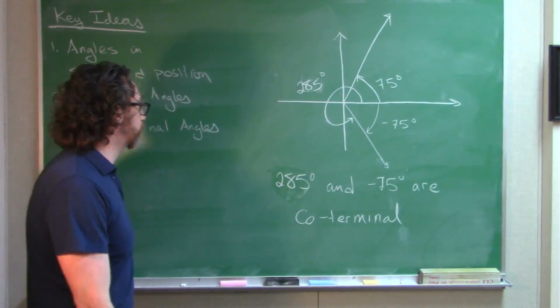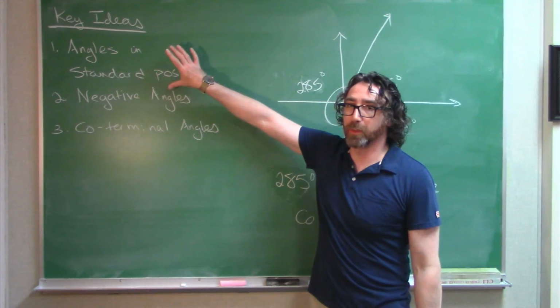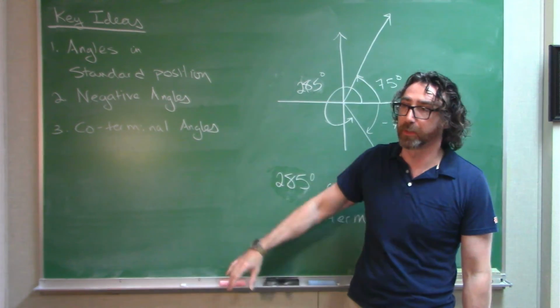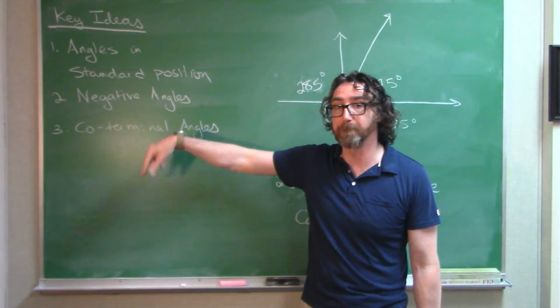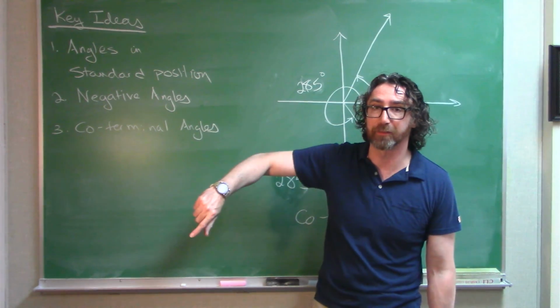Okay, so key ideas once again: know what an angle in standard position is, know how to make sense of negative angles, and know what we mean when we talk about coterminal angles. You can always add a multiple of 360 degrees and get back to the same place.